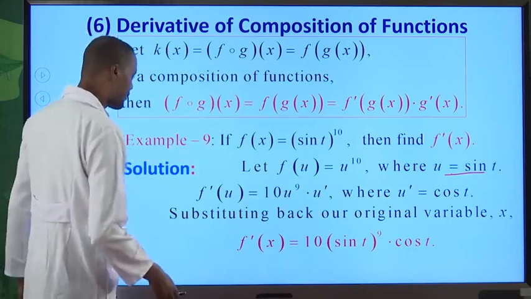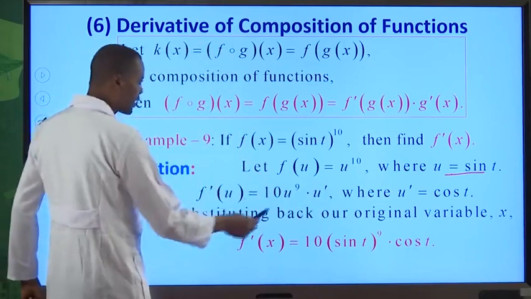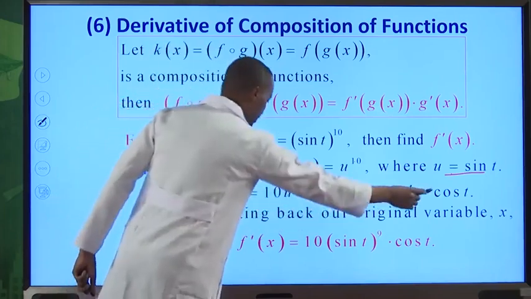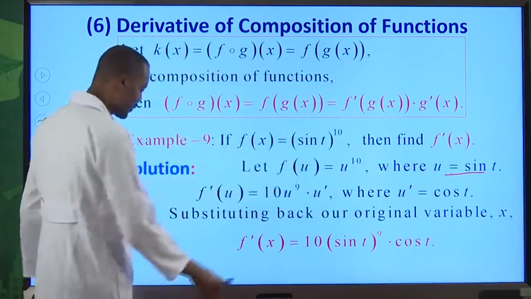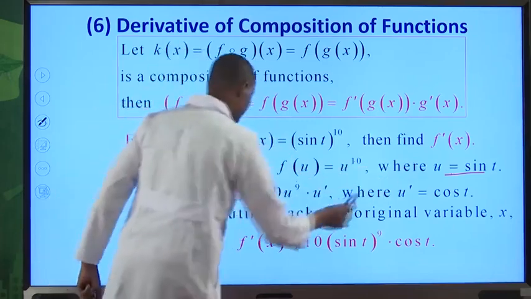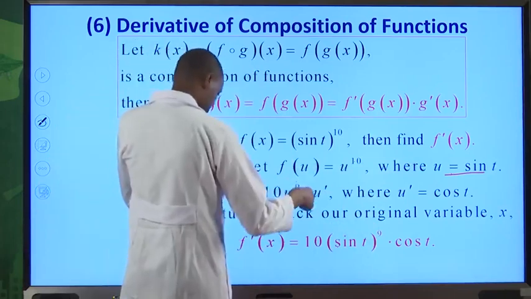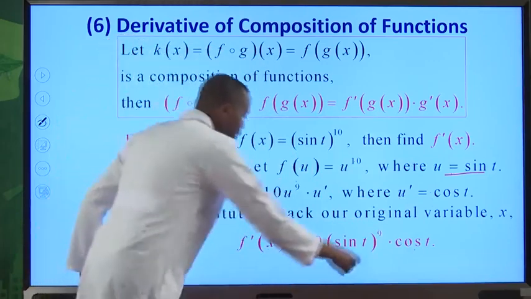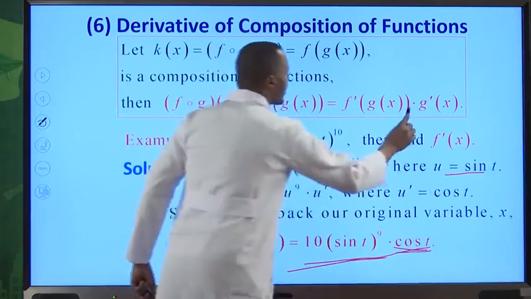So the way we do it is we take the derivative of f: the derivative with respect to u is 10 times u to the power of 9. The derivative of u is cosine of t. And then by plugging in and expressing our answer in terms of the original variables, the derivative is 10 times, because u is already sine t, sine t to the power of 9, times the derivative of the inner function itself, that is u', which is cosine of t. That is the way we take the derivative of this kind of composition of functions. This last part here is something that comes from that part.